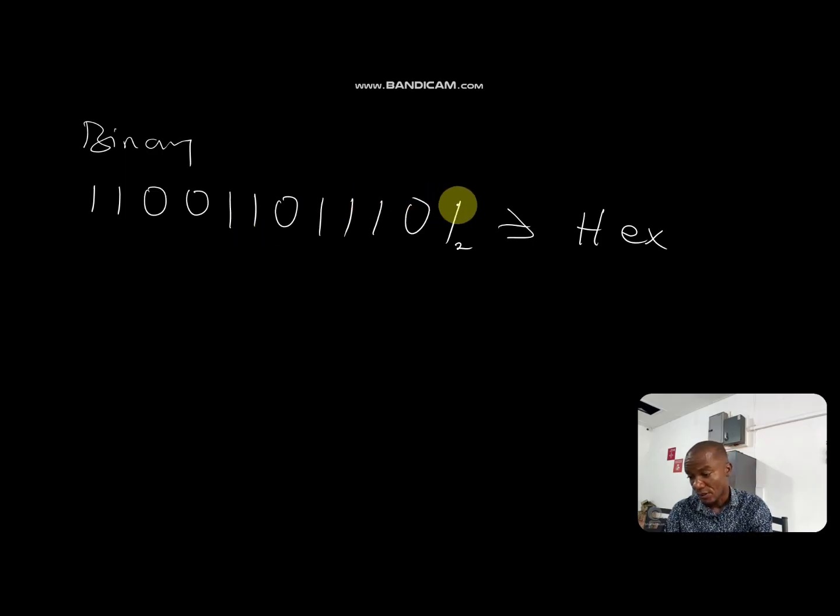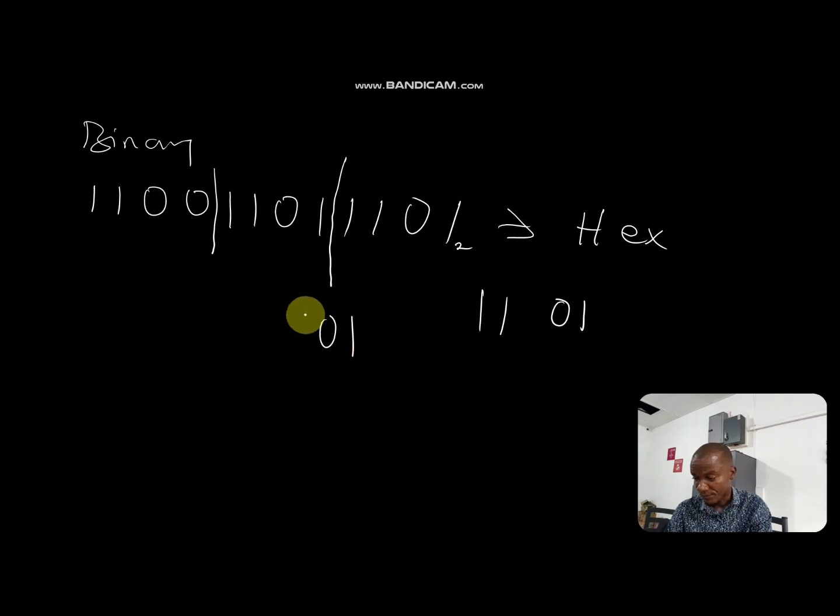So I will count my 4 bits and it will end here. We always start from this side. So 1, 2, 3, 4. I will have it here. 1, 2, 3, 4. So my first group of 4 bits is, the second one is, and the third one is.